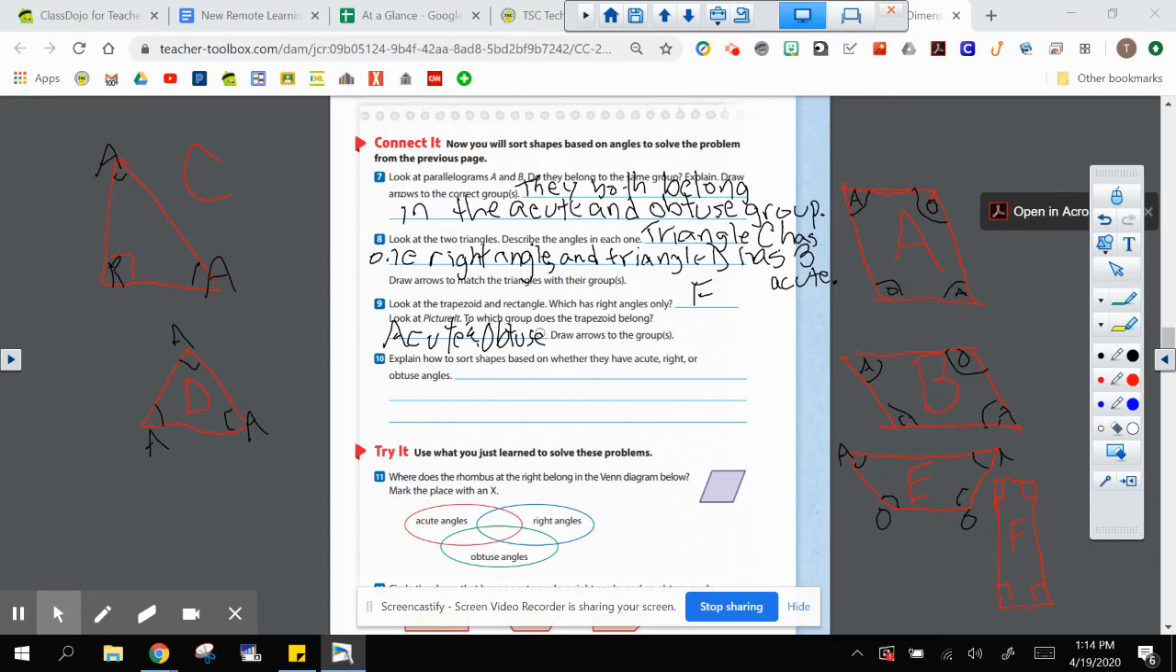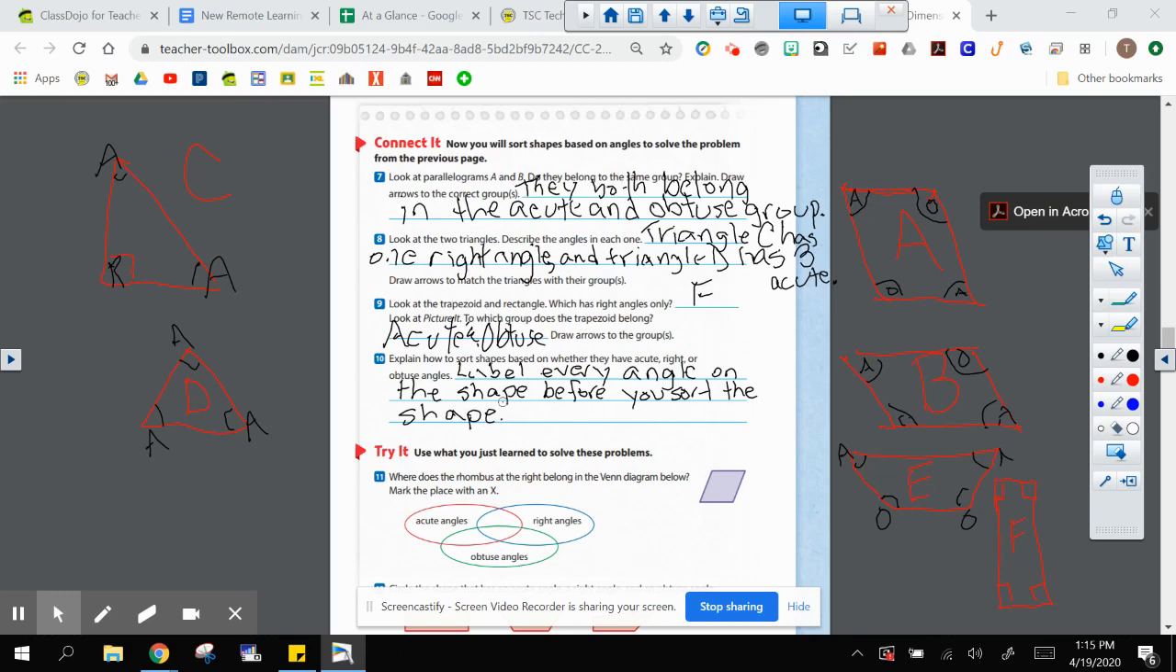Explain how to sort shapes based on whether they have acute, right, or obtuse angles. So if we're sorting based on the angles that they have, we need to think about all of the angles. We can't just think about one. For a right triangle, just because it has a right angle doesn't mean that it only has right angles. The other two angles are always going to be acute. So when we're explaining how to sort the shapes, we need to write that we have to look at all of them. Label every angle on the shape before you sort the shape.